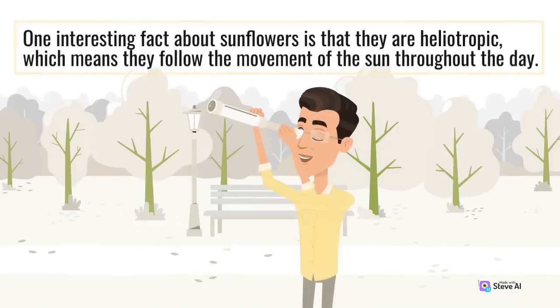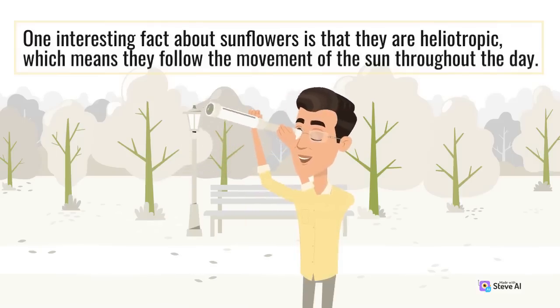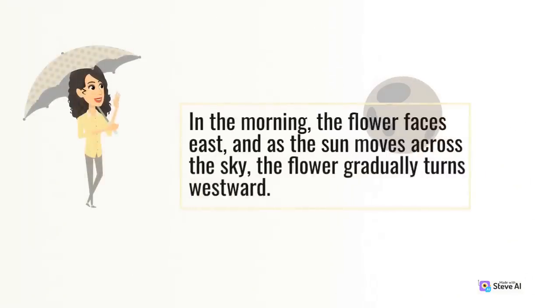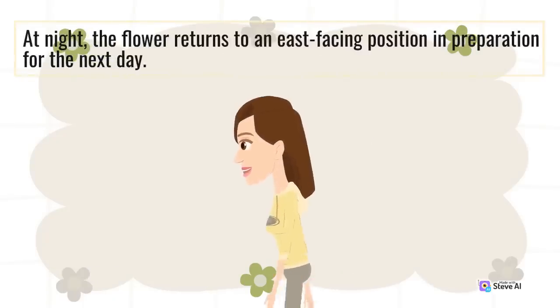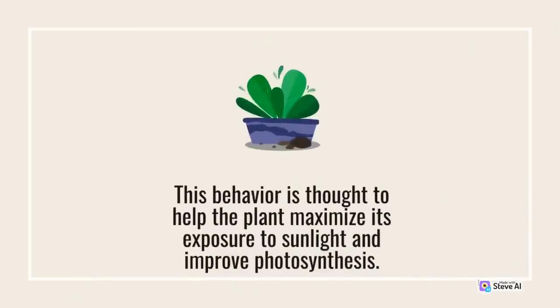One interesting fact about sunflowers is that they are heliotropic, which means they follow the movement of the sun throughout the day. In the morning, the flower faces east, and as the sun moves across the sky, the flower gradually turns westward. At night, the flower returns to an east-facing position in preparation for the next day. This behavior is thought to help the plant maximize its exposure to sunlight and improve photosynthesis.